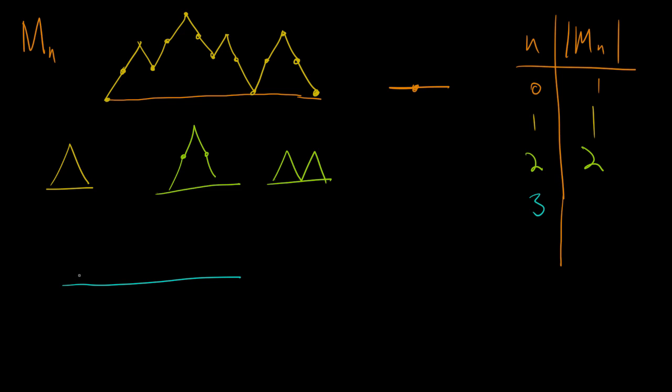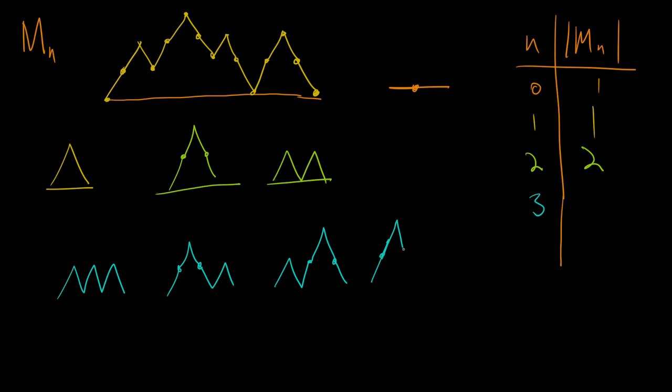You can go, well, let's not do that. I won't draw the horizon anymore. You can go up, down, up, down, up, down. You can go up, up, down, down, up, down. You can go up, down, down, down. You can go up, up, down, down. Or you can go up, down, down, down. So there are five ways of doing it.